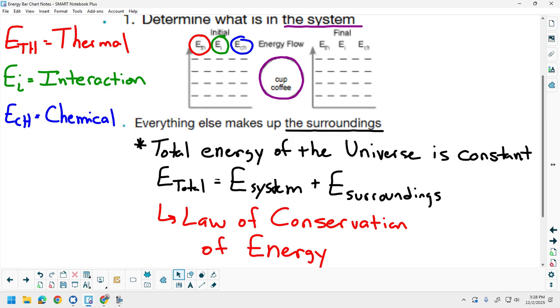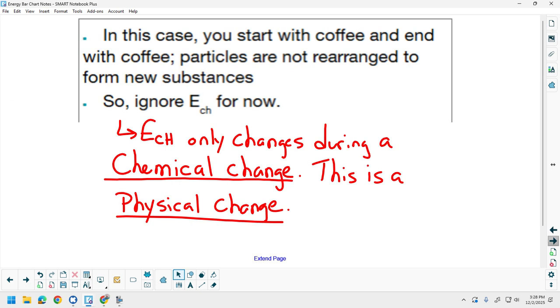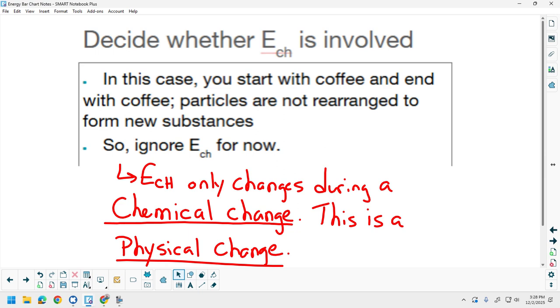So as far as working with the energy bar chart, once we have it set up and we've identified the system, then we need to decide whether or not chemical energy is involved. Well, this system that we're looking at, the cup of coffee, at the beginning, it's a cup of coffee, and at the end, it's still a cup of coffee. It's not as hot as it used to be, but it also hasn't turned into something different, which means we can ignore chemical energy for now.